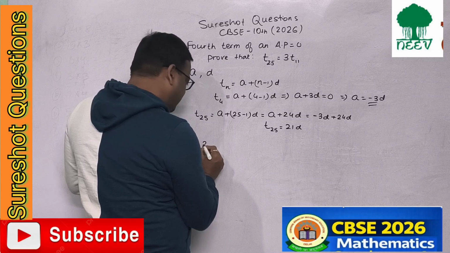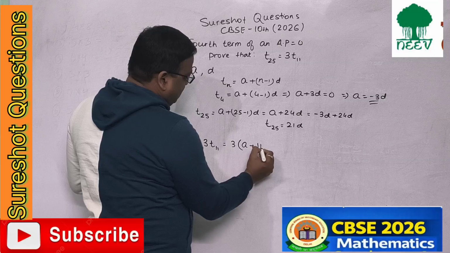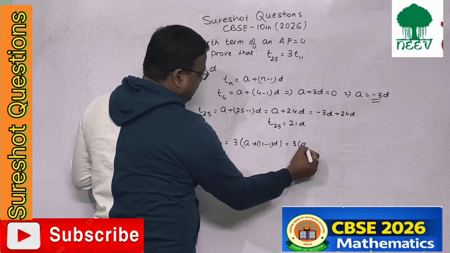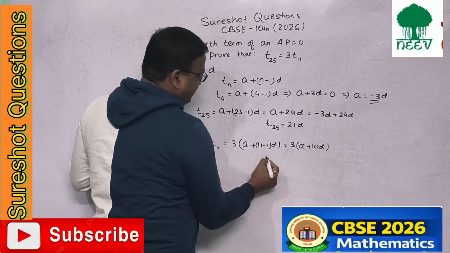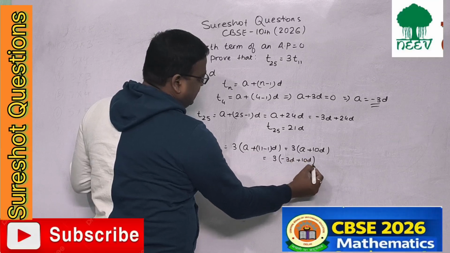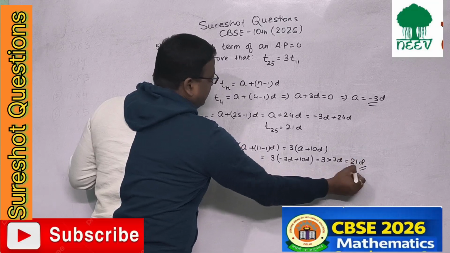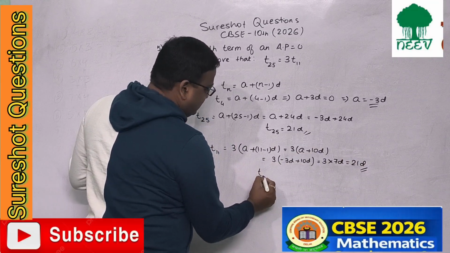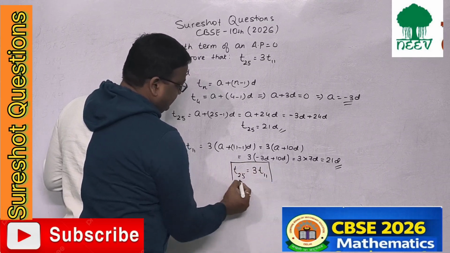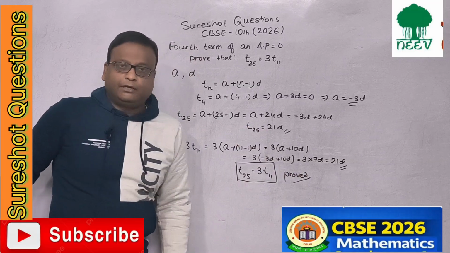Now let's take the value of 3 times T11. 3 into (A plus (11 minus 1) into D). So this is 3 into (A plus 10D). A is minus 3D, so minus 3D plus 10D. This is 3 into 7D, that is 21D. See the value. So what we get is T25 is equal to 3 times T11. Hence proved. Clear?